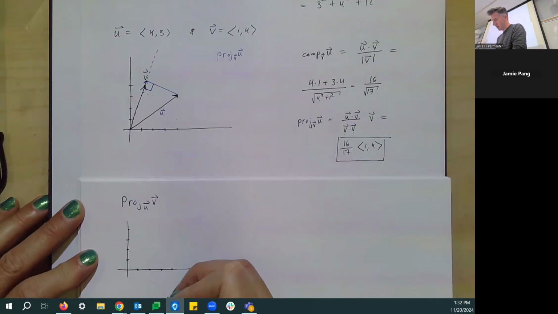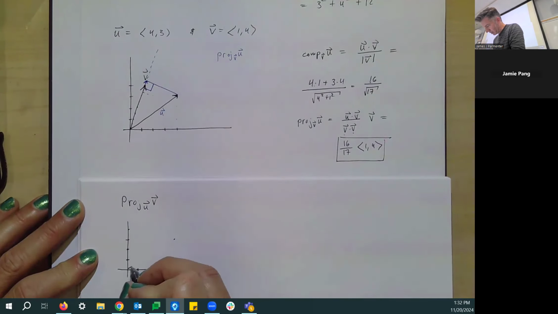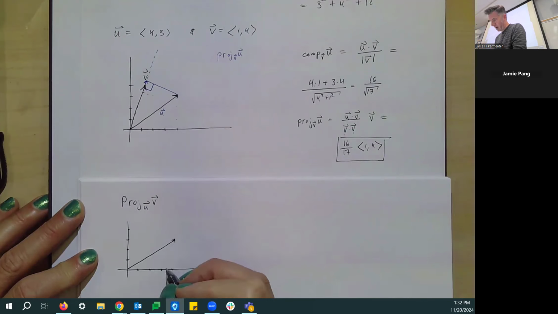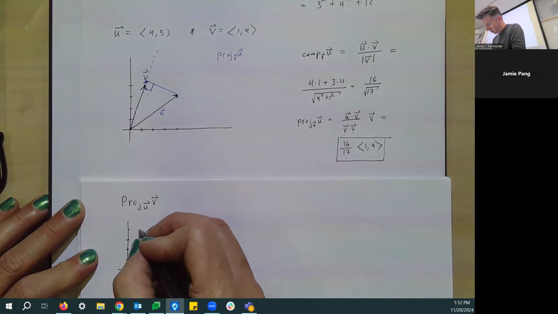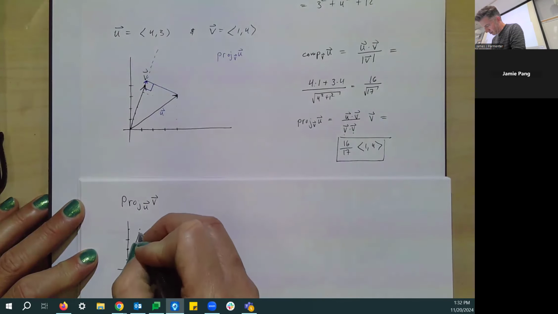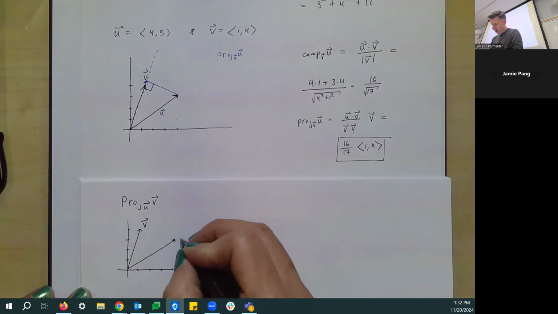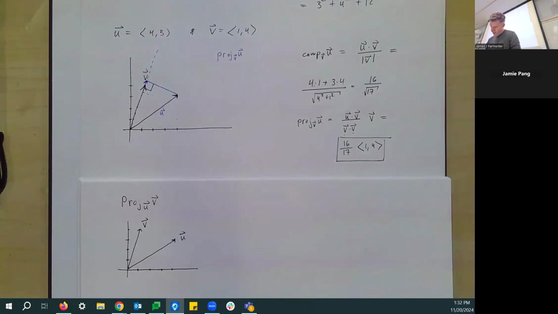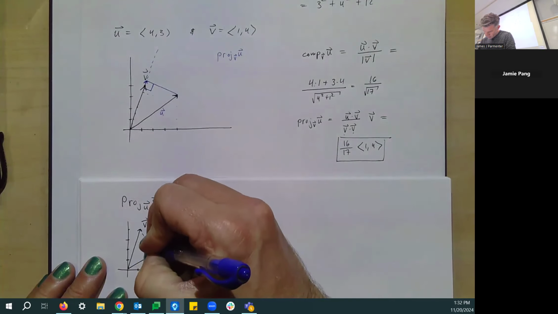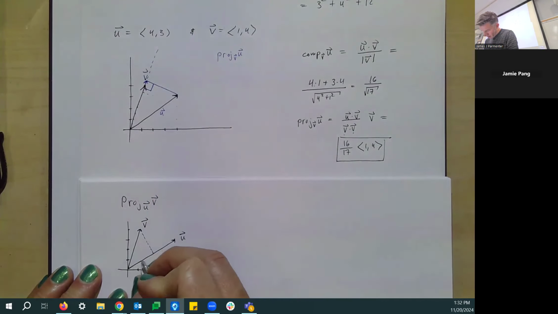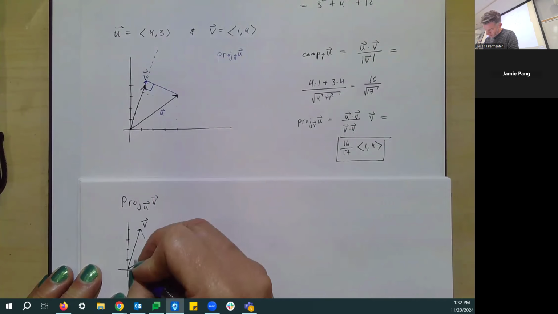No guarantees here. So let's see. My U vector is over 4 up 3. Still looking like it's probably going to turn out not great. And my V vector is over 1 up 4. So now I'm dropping a perpendicular from V onto U. So there is my projection.